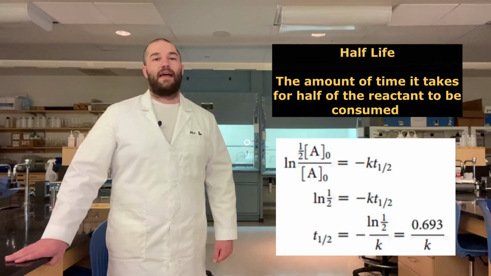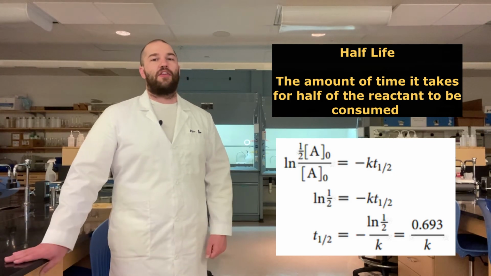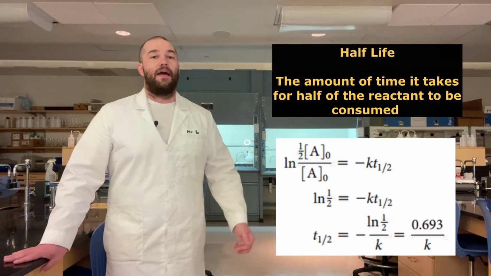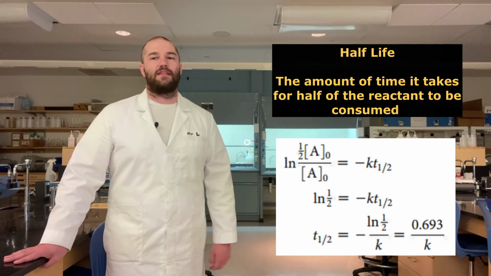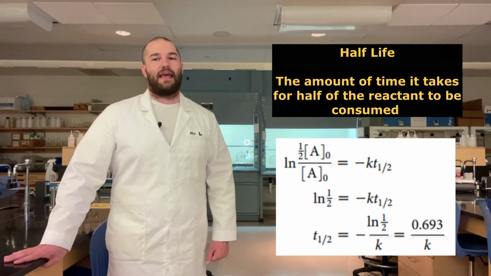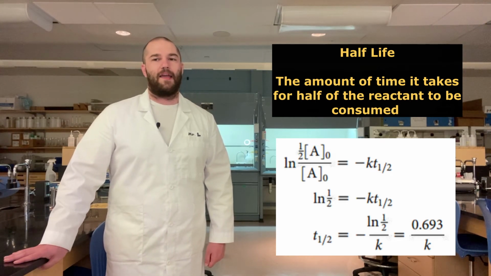And then your t 1/2, once you simplify everything, you're going to get natural log of 2 because the A sub naughts are going to cancel out. And the natural log of 2 is just a constant. So your half-life equation is t 1/2 equals 0.693 divided by k. So t 1/2 equals 0.693 divided by k.